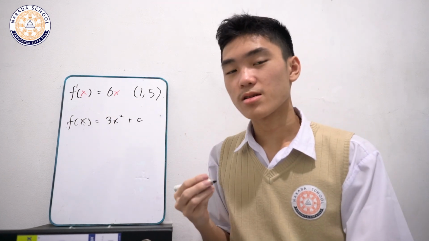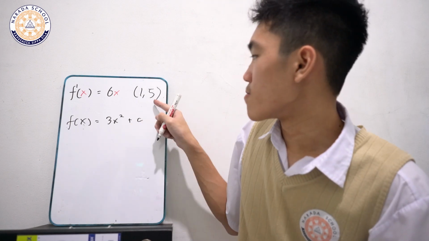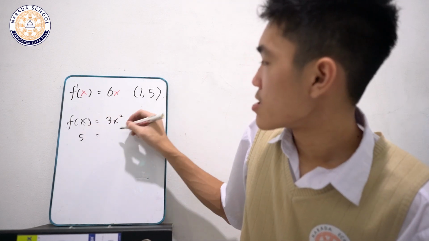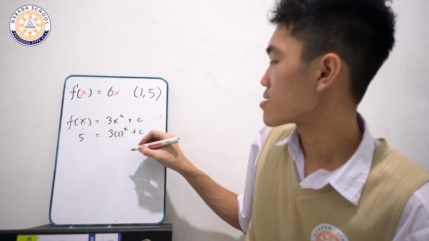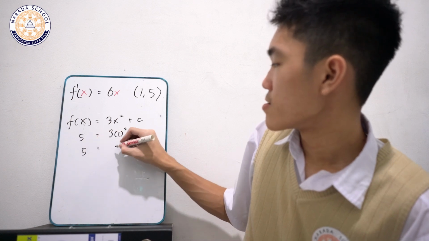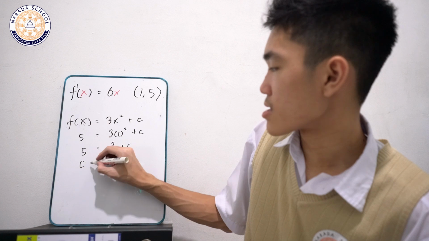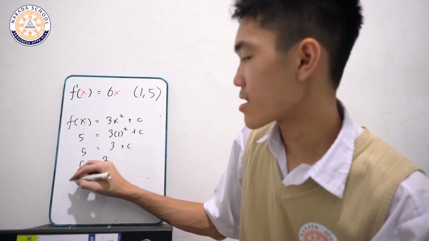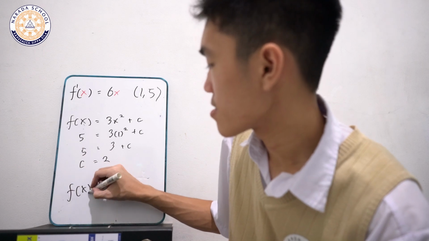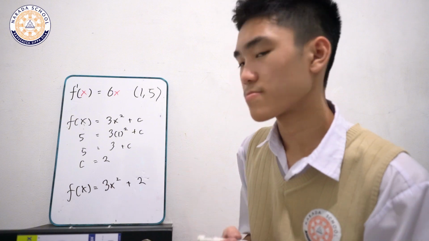And how do we find the plus c? Well, we can just plug in the values from the point. The y is 5, and the x is 1, so it's 3 times 1 squared plus c. And with some calculation, we can find that c is equal to 2. So the final answer for f of x is 3x squared plus 2.